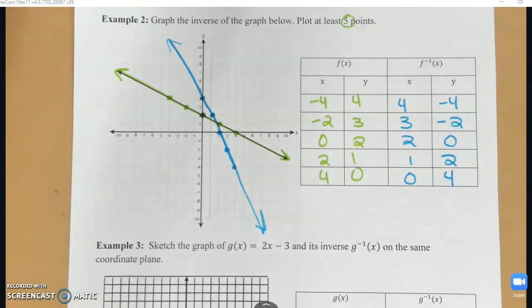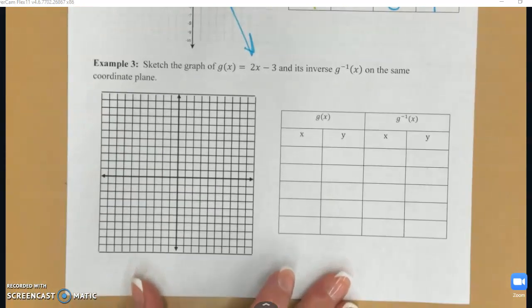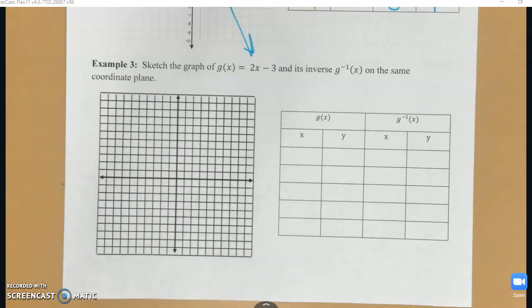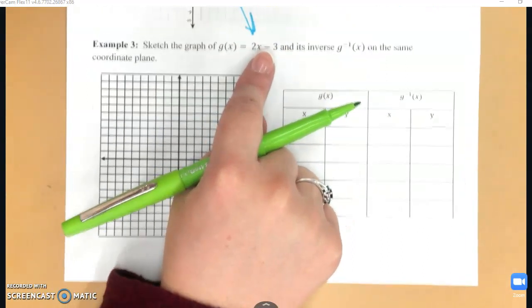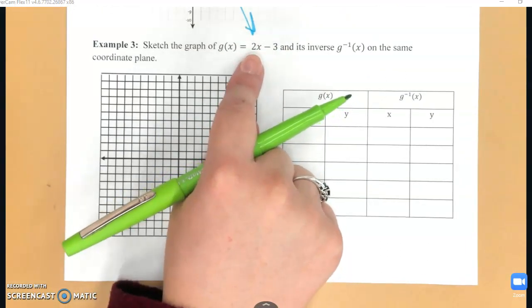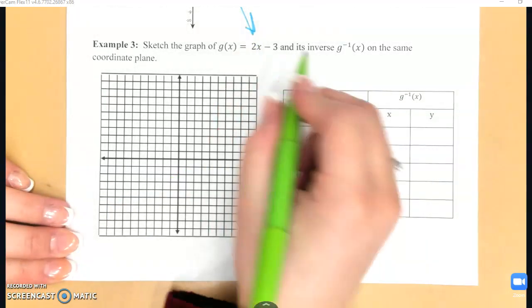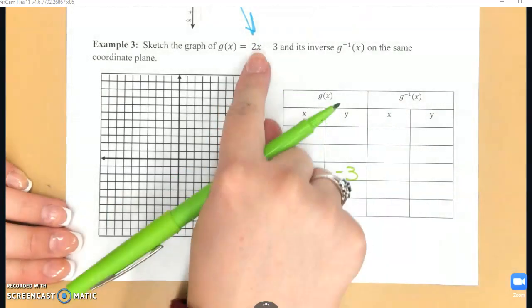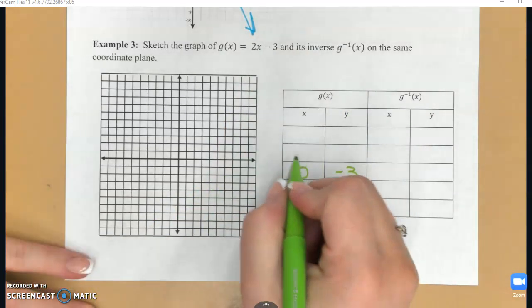It's that easy. You're just swapping the x's and the y's. Let's do this once more. This time I'm given the equation. I don't have the graph already, so we have to find some different points. If my equation is 2x minus 3, one that I can easily plug in is 0. And when x is 0, I know that my y is going to be -3, because this is slope-intercept form.